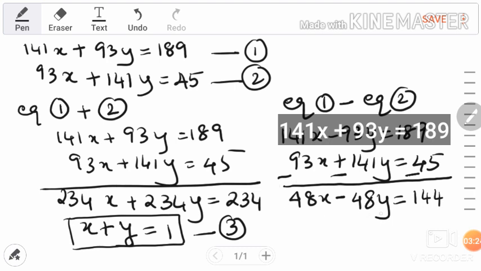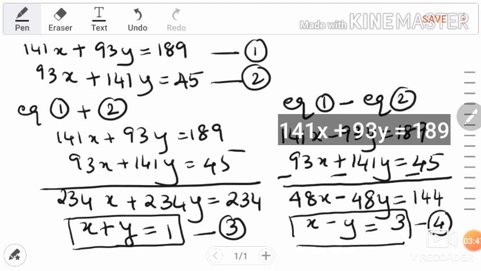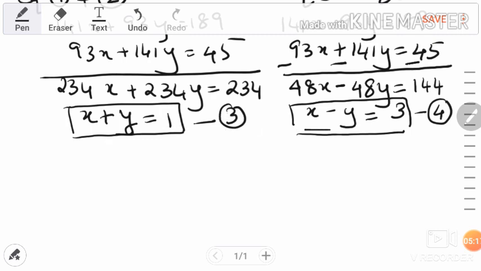Now find the factor by which you can divide this equation. We can divide the complete equation by 48. So we get x minus y, and 48 3 times is 144. So we get here 3. So this is another equation. We'll mark this as 4. Now we need to solve these two equations using elimination method. So rewriting the equation, x plus y equal to 1, x minus y equal to 3.